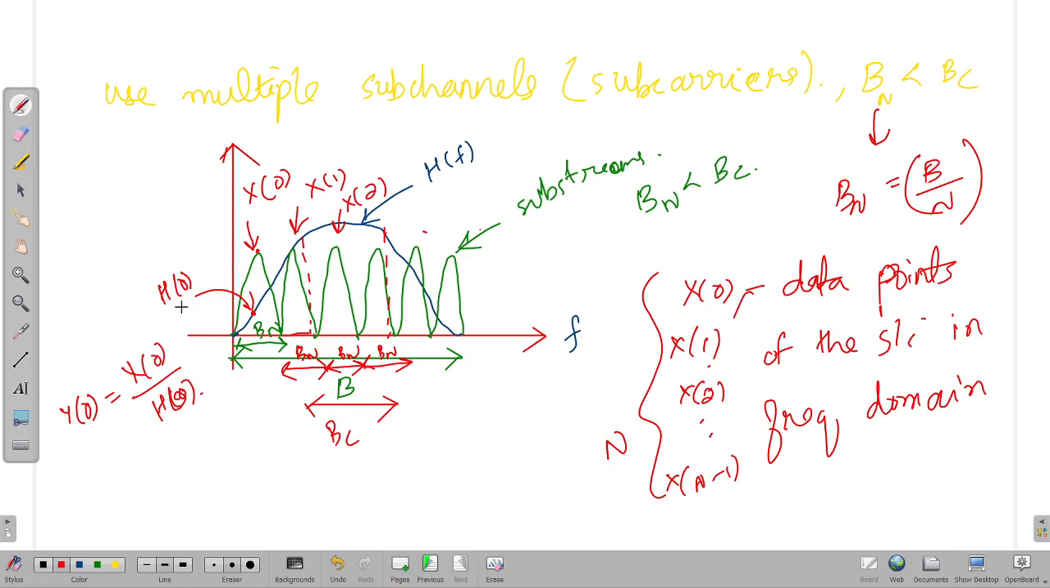And in a similar way, you have x of 1, and correspondingly at the same frequency you have h of 1. Oh, I'm sorry, this y of 0. So y of 0 is x of 0 into h of 0, and you can recover x of 0 as y of 0 divided by h of 0. Okay.